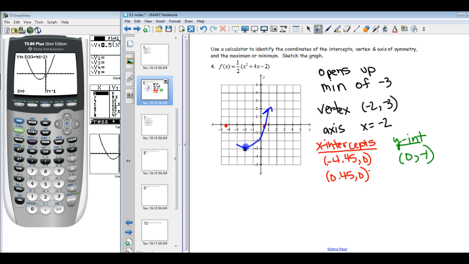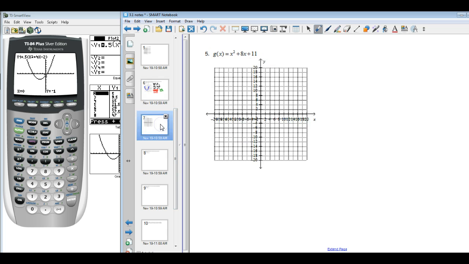If you use your calculator on the test, just make sure you sketch the graph that you see on your calculator and label all of the critical points. I would like for you to pause the video now and try number 5 on your own. Once you've done it, restart the video to check and see if you've done it right.